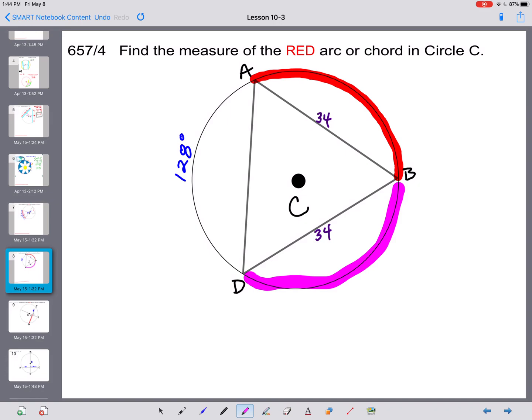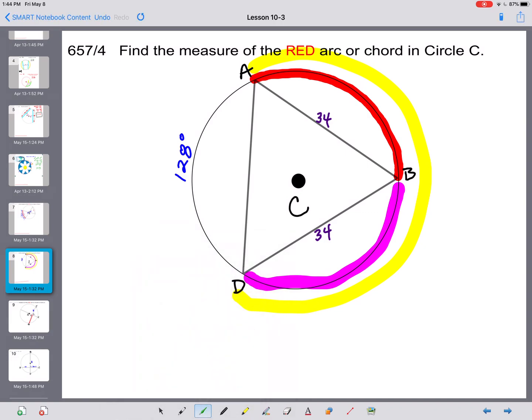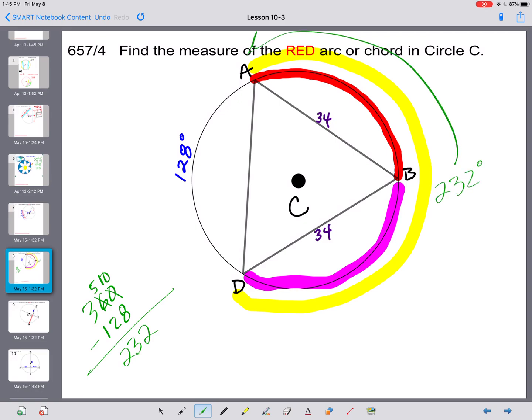Well, let's figure out this arc right here. I already know this is 128. The whole circle is 360. So let me go in green. 360 minus 128. Let's see what we got. That's going to be a 10, that's going to be a 5, we got a 2 there. 5 minus 2 is 3. 3 minus 1 is 2. There it is, 232 degrees for that whole thing.